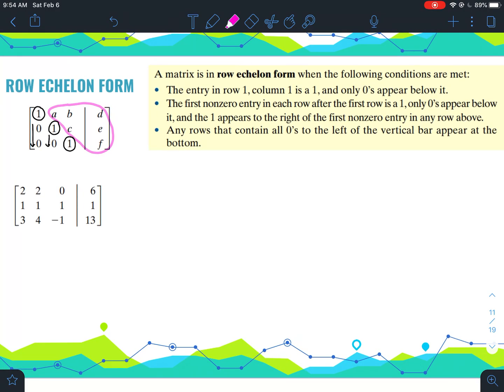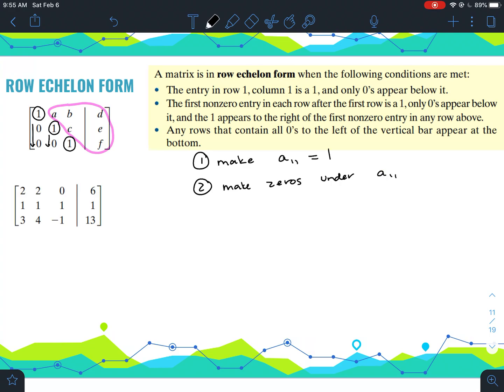So to get to row echelon form, you can do row operations. The first thing you want to do is make the entry a1,1 equal to 1. So the first row, first column, you want to make that entry 1. That's your very first thing. So however you want to make that first entry 1, do it. And then your second step is you want to make zeros under a1,1.